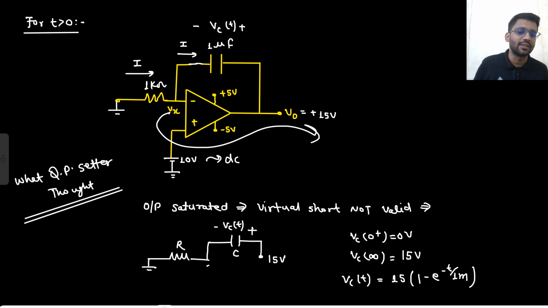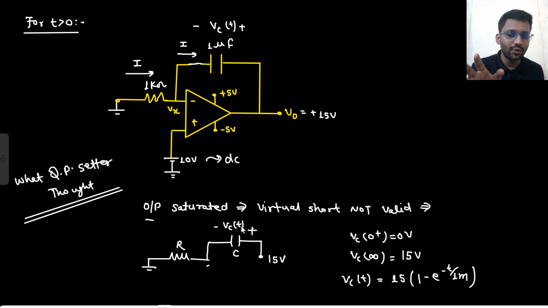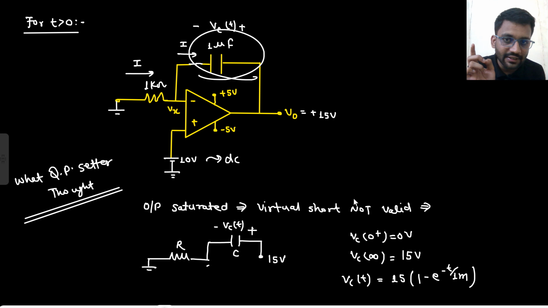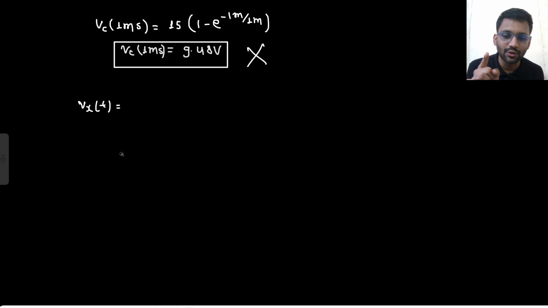So what is the Vx potential? What is the equation of Vx(t)? Till now there is no issue. The output is saturated, virtual short is not valid. If virtual short is not valid, I can write the Vx potential. Initially the capacitor is uncharged, so 15 volt will be coming here directly at Vx. So what will be your Vx potential at t equals 0 plus? That will be 15 volt.